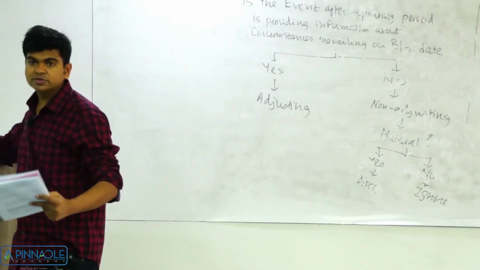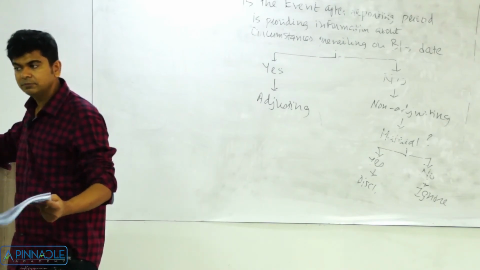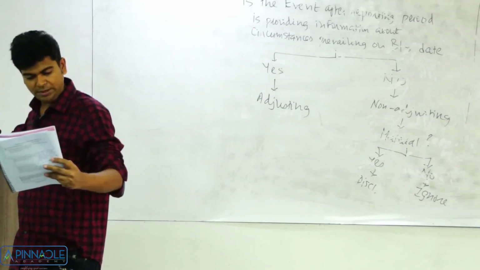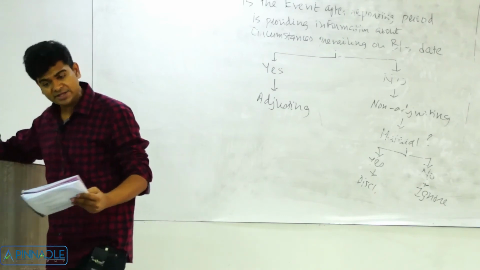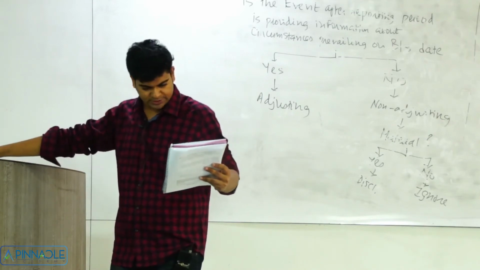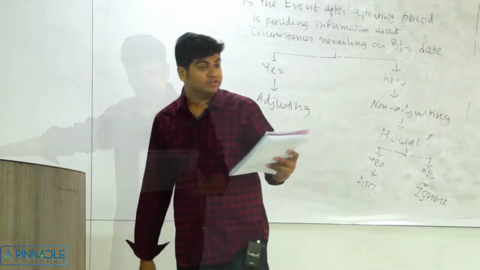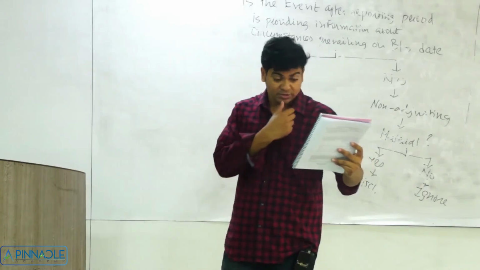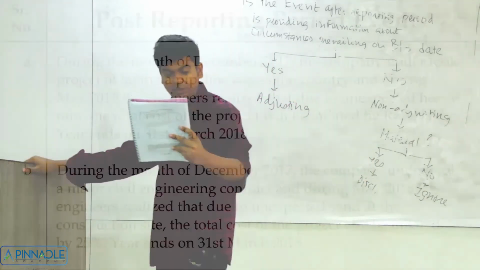So it is non-adjusting. What do you say? Should a disclosure be provided? Disclosure should be provided. It has inflated by 50 lakhs. We can consider that to be material. So disclosure is required. Yes, the next one, B. And this is quite interesting. Let me see what you are saying.